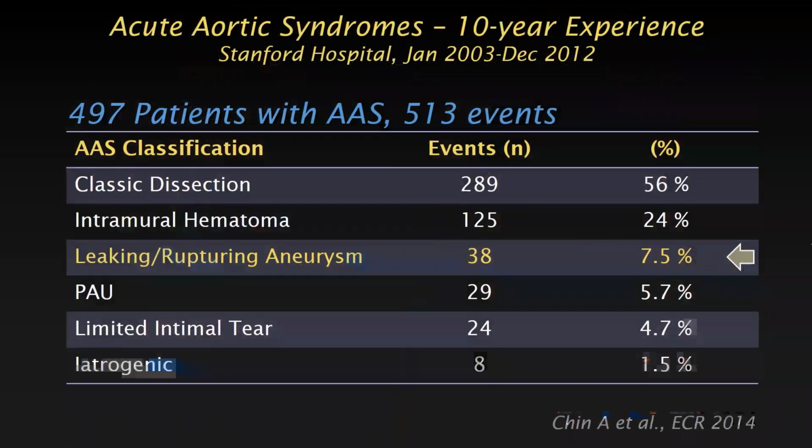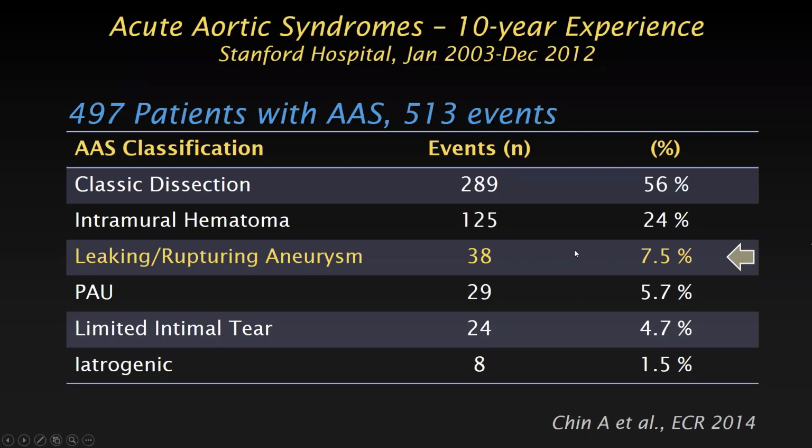And again, when we looked at the 500 patients that we looked at between 2003 and 2012, leaking or rupturing aneurysms are more common, at least in our cohort here, than PAUs. So PAUs are not that common, but leaking aneurysms you're going to see here, because this is an aortic center. There are a lot of aneurysm patients who are treated here or followed here. And once in a while, they present with leaking or rupturing aneurysms.